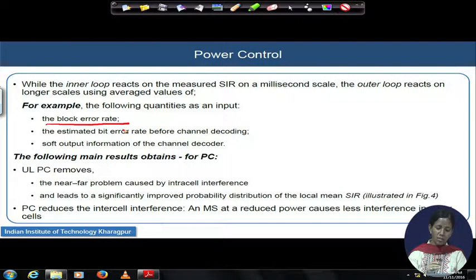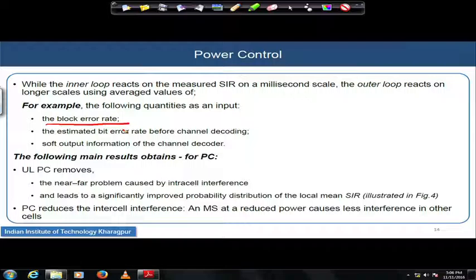improving or decreasing. The error rate will decrease if the SIR has improved, and it will increase if the SIR has decreased. So, the effect of the channel and the interference profile will definitely affect the block error rate. By checking the error rate, it can assume what is the condition of the received signal, and then it can automatically adjust.